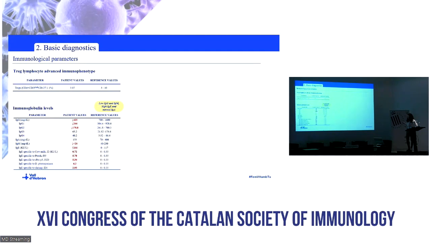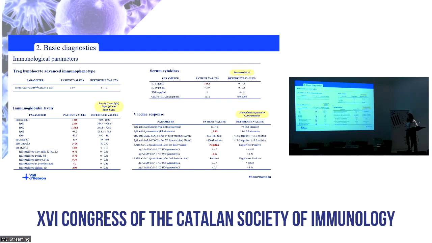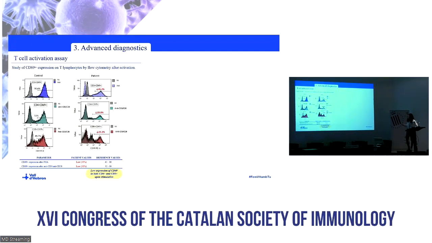The low IgG was confirmed with low IgG1 and IgG2 and absent IgM, an elevated total and antigen-specific IgE, elevated IL-6 cytokine, and a suboptimal response against Streptococcus pneumoniae vaccine, with a normal response to Haemophilus influenzae type B vaccine, and also a good humoral and cellular response to SARS-CoV-2 vaccine, especially after the second dose.